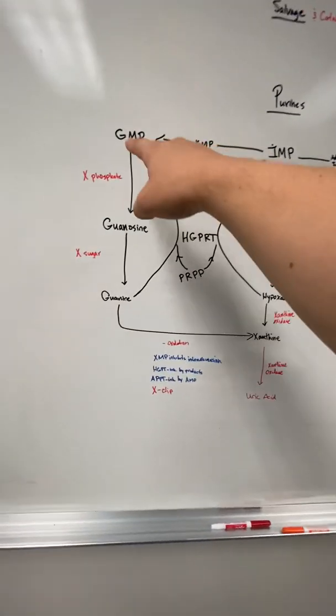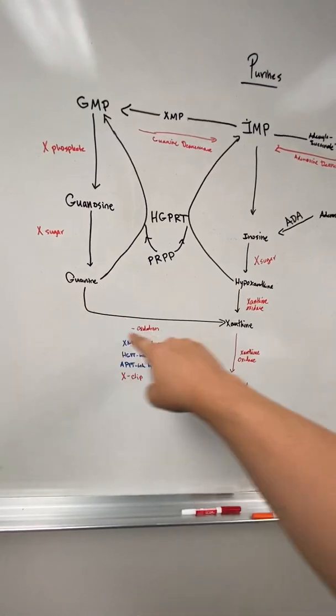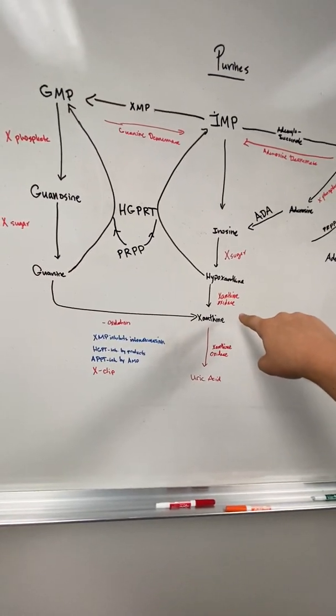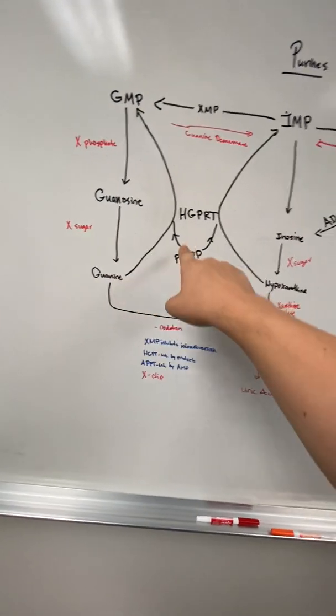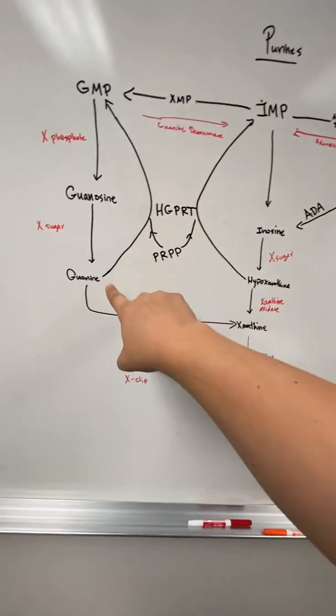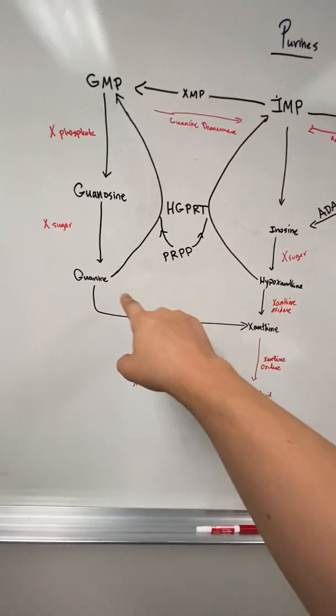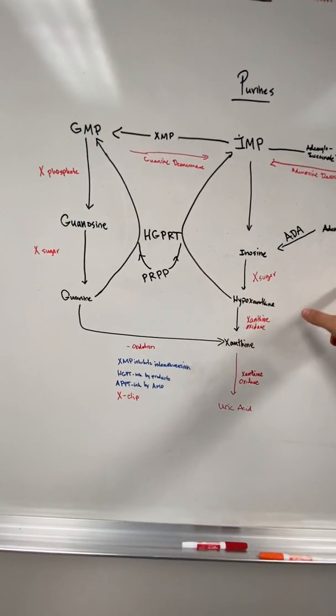Additionally, GMP can come down to guanine and then to xanthine. And then if it wanted to go back up from guanine, then it would just use this enzyme, HGPRT. And this is specific to hypoxanthine and guanine. Both of them use PRPP.